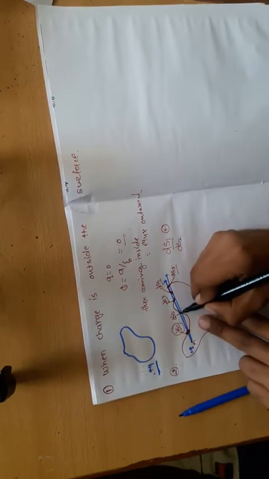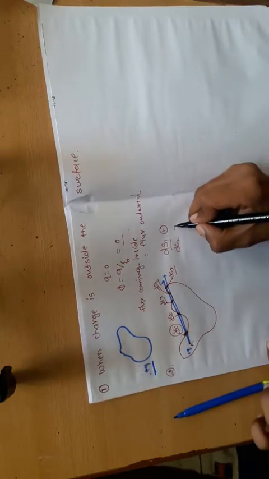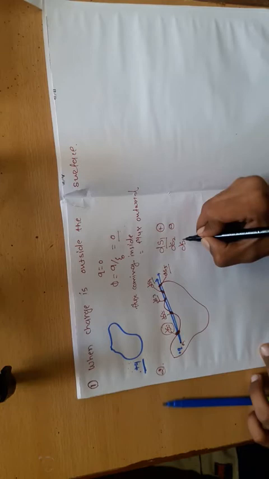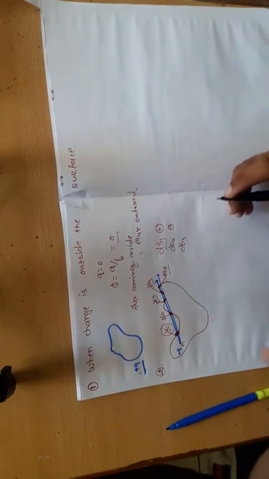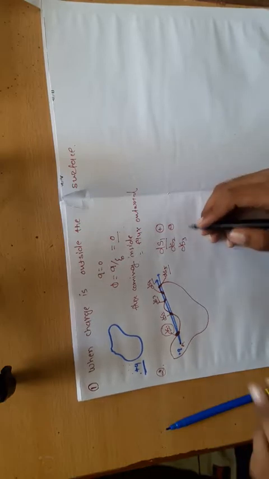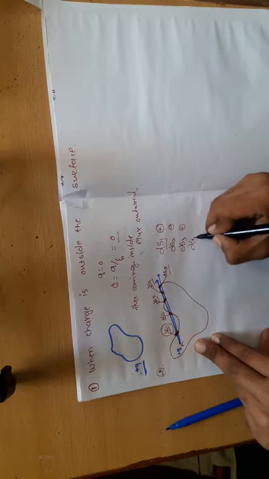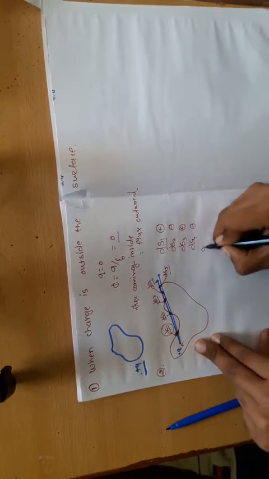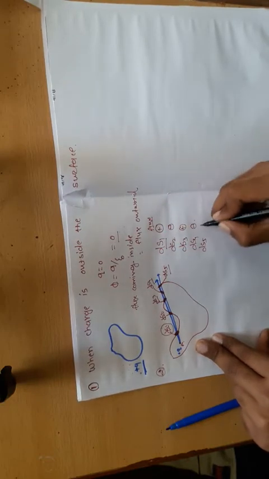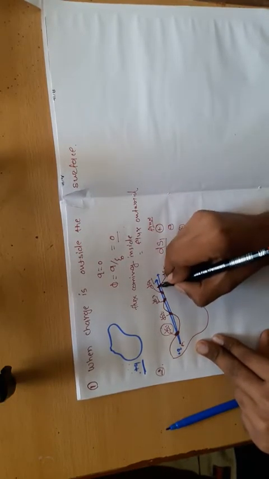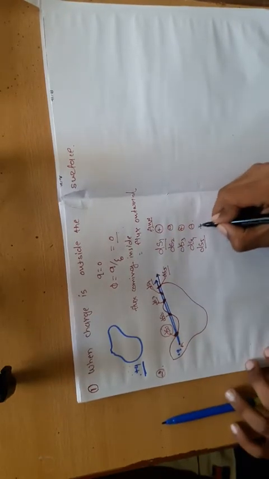For dS2, the flux is going inside, which means it will be negative. For dS3, it is coming outward from this surface area, so it will be positive. Similarly, dS4 will be negative, and for dS5, the flux is coming outward from this surface element, so it will be positive.